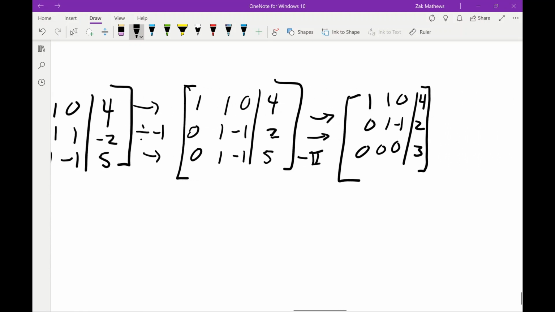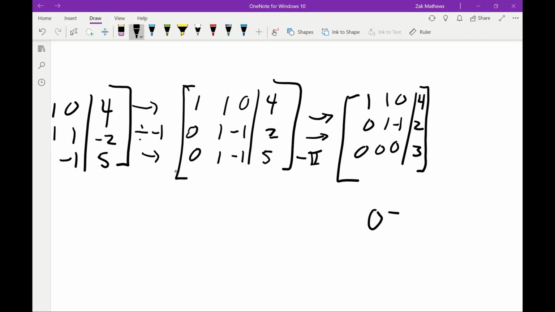Let's think about what that bottom line is telling us. It's telling us that 0 is equal to 3. 0x plus 0y plus 0z, or 0 is equal to 3. When is that true? That is never true. This tells us that there are no solutions to this problem. This is an inconsistent set of equations.